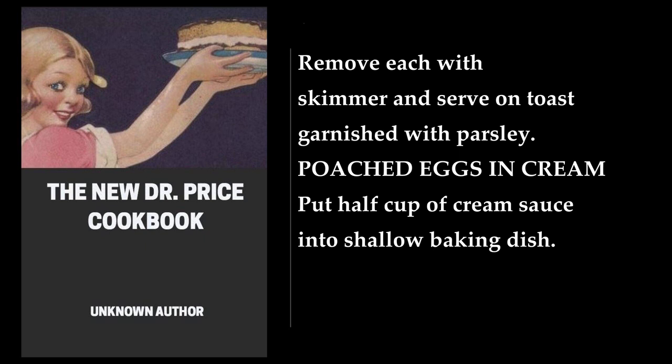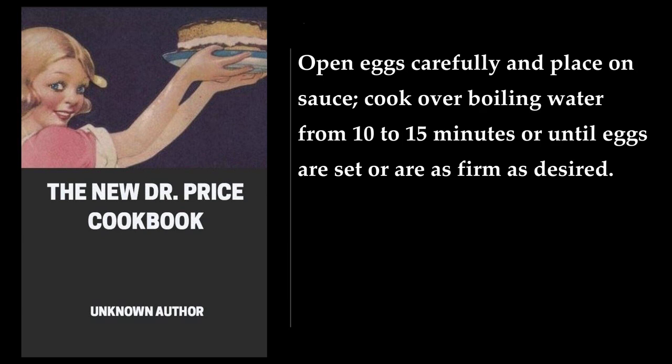Poached eggs in cream. Put 1/2 cup of cream sauce into shallow baking dish. Open eggs carefully and place on sauce. Cook over boiling water from 10 to 15 minutes or until eggs are set or are as firm as desired. Cover with 1/2 cup of cream sauce, sprinkle with chopped parsley and dust with paprika and serve.